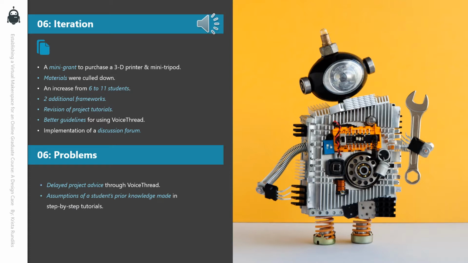The class increased from 6 to 11 students, and the professors felt that they would like to incorporate 2 optional frameworks, these being engineering design thinking and computational thinking, so that they could help their students better reflect on their projects.